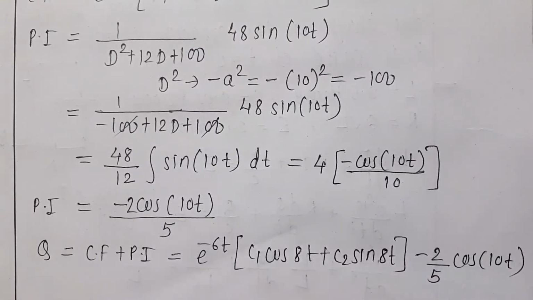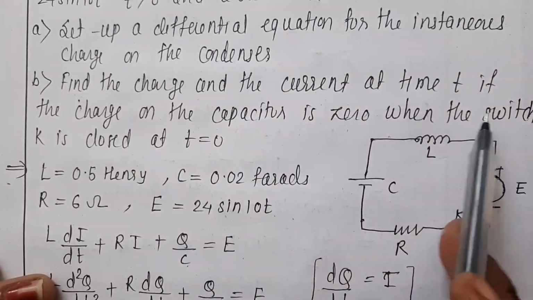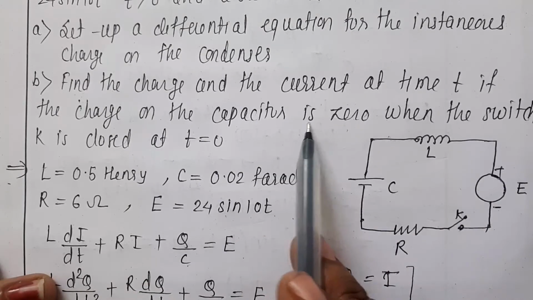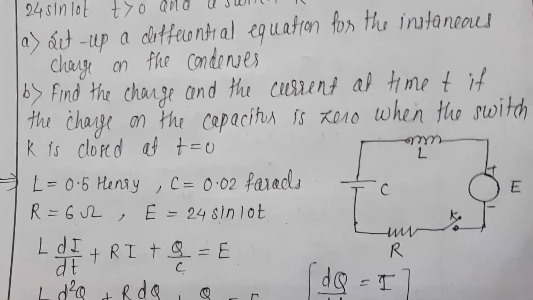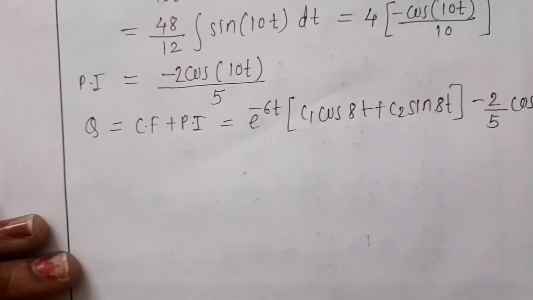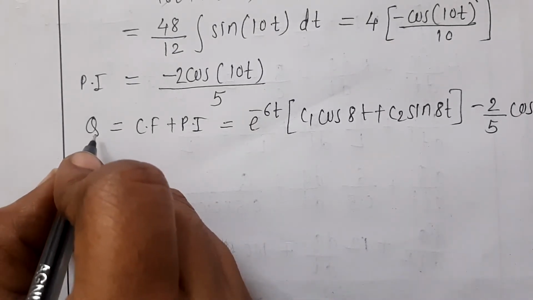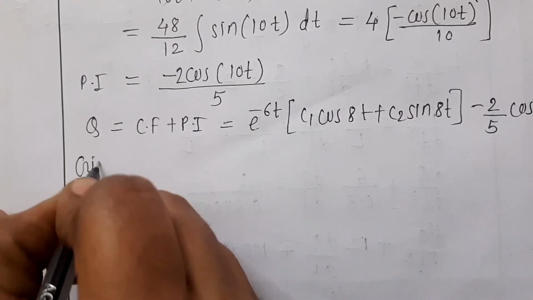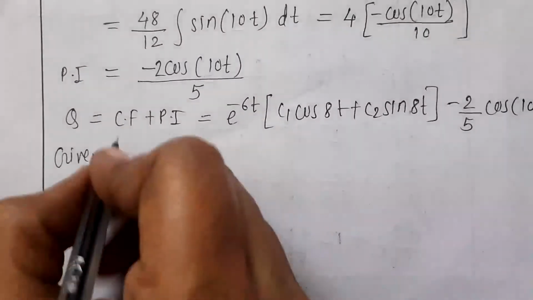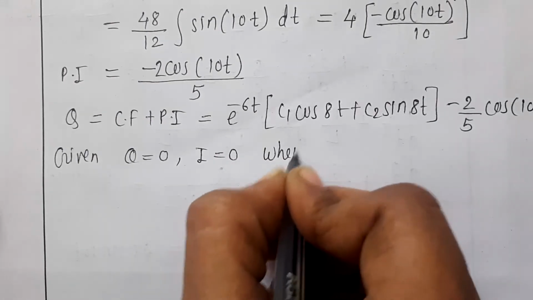Now to find out C1 and C2, the condition is given. What is that condition? Find the charge and the current at time t if the charge on the capacitor is 0 when the switch key is closed at time t equals 0. So what is the meaning of this? Charge on the capacitor is 0 at time t equals 0, and initially if charge is 0, current is also 0. So given is q equals 0 and i equals 0 when t equals 0.